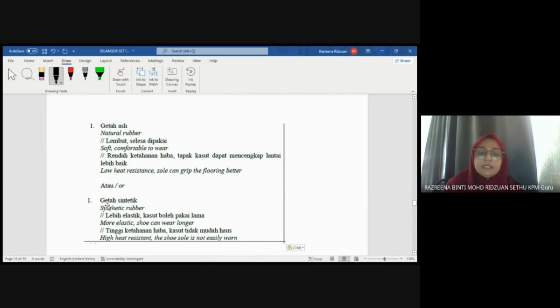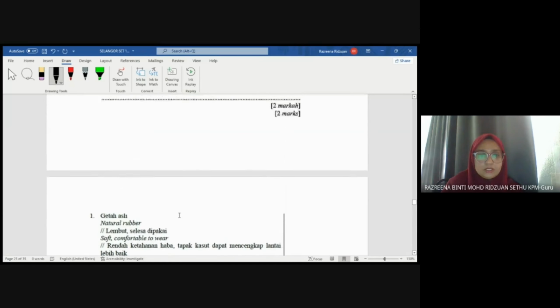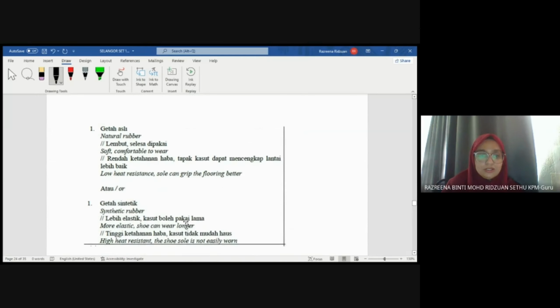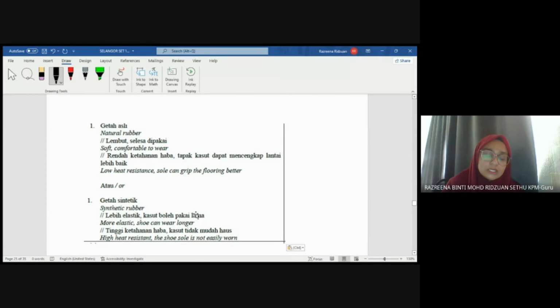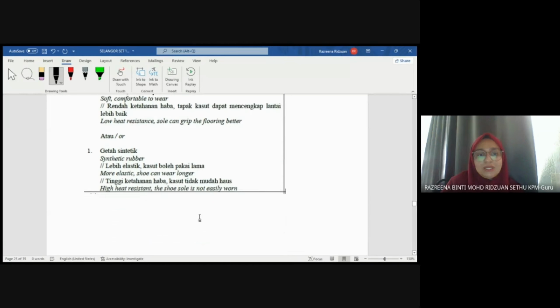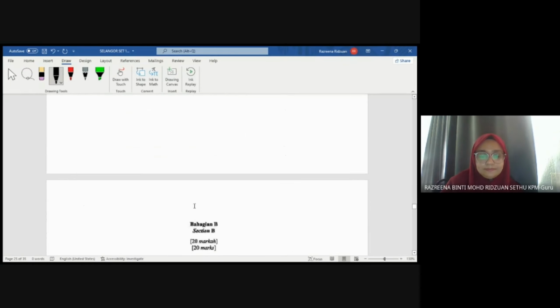If you want to write synthetic rubber, you can say they are more elastic and you can wear longer. But if you want to write natural rubber, you can also say they have low heat resistance, so the sole can grip the flooring better. If synthetic rubber, you can say high heat resistance, the sole is not easily worn. So this is only 2 marks, what you choose and the reason. Usually natural rubber is softer, so that's why it is chosen as the shoe sole.